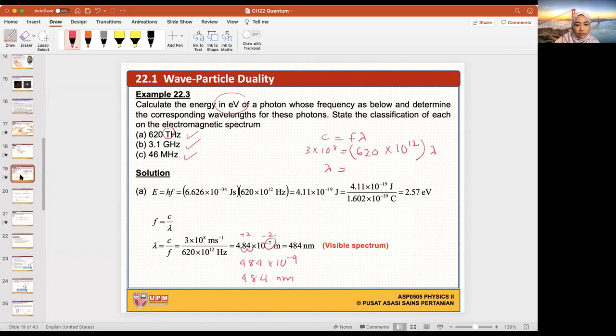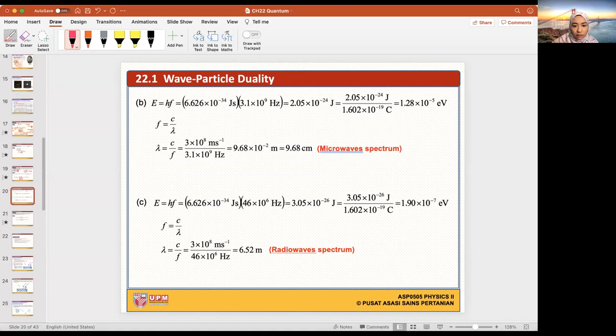Oh, okay. So next one is giga. Kilo is 3, mega is 6, giga is 9. Times 10 to the 9, times 10 to the 12, times 10 to the 6. Okay, so similarly, this becomes 3.1 times 10 to the 9. So you get your lambda, whatever that is. So let's see the answer: 9.68 times 10 to the minus 2.